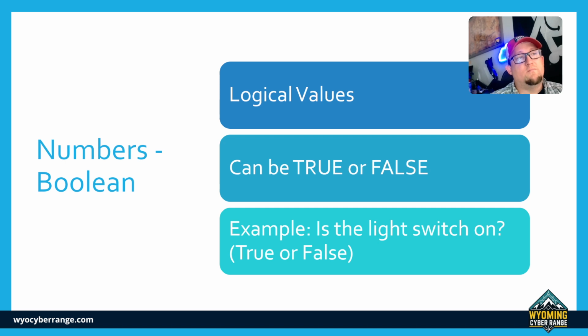We have booleans. These are logical values. I like to say booleans are on or off, zeros or ones, or true or false. Is the light switch on? True or false? If the light was off, it would be false. Are you older than 21? Yes or no? If you are, that would be true. If you're not older than 21, it would be false.